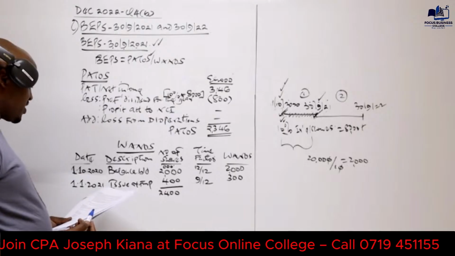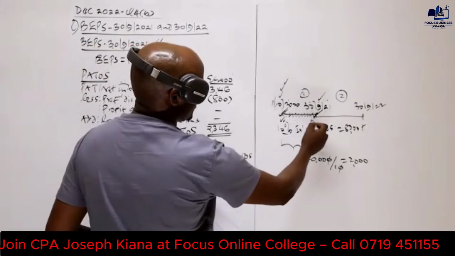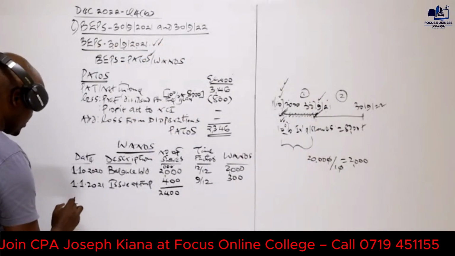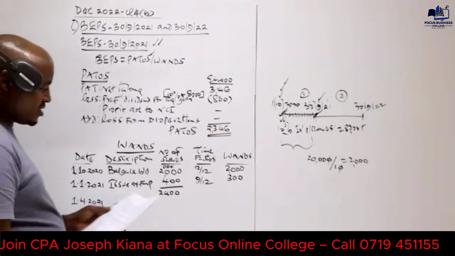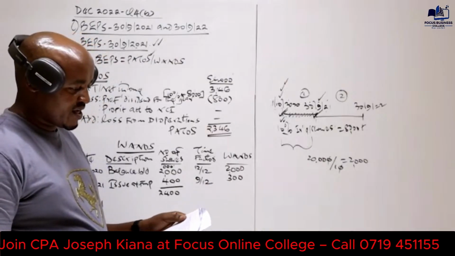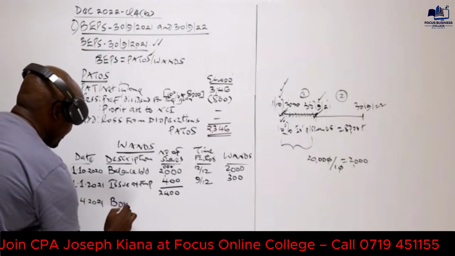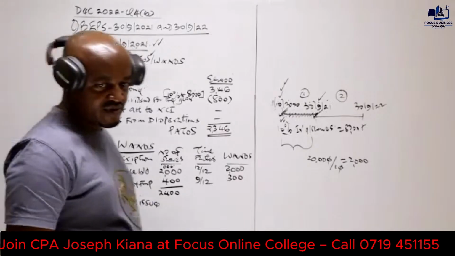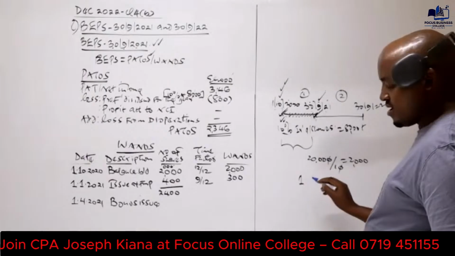That is note number 2. 1st April 2021, we have said, is within the first year. We say on 1st of April 2021, we are told the company made a 1-for-5 bonus issue of ordinary shares to the existing ordinary shareholders. So on this date, we say there was a bonus issue. So we need to determine how many shares were issued during this bonus issue.